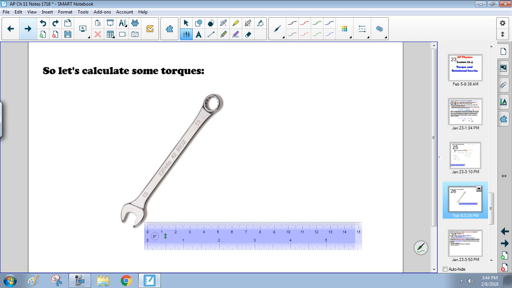So suppose I had this. Suppose I had a wrench that was at a weird angle like this. And suppose I pulled on it with a force. Let's call this force number 4, and maybe it's 8 newtons, okay? All right?